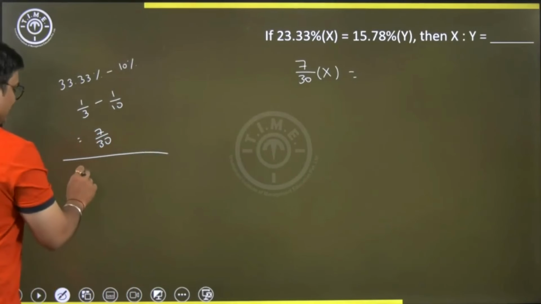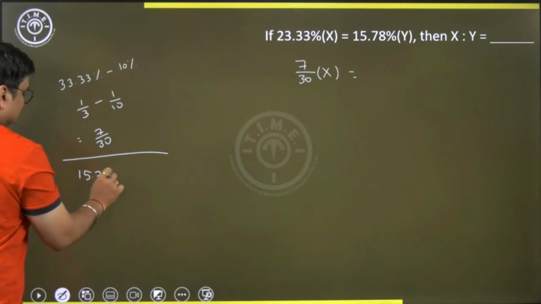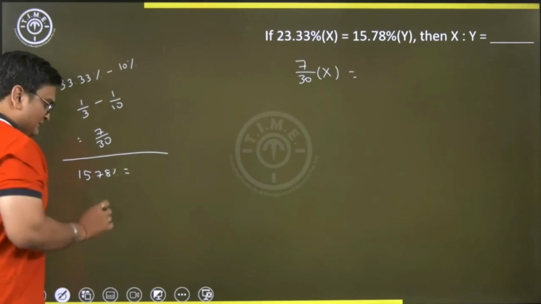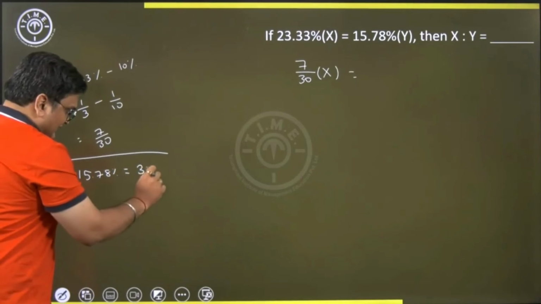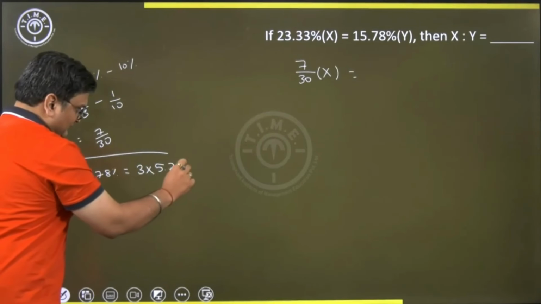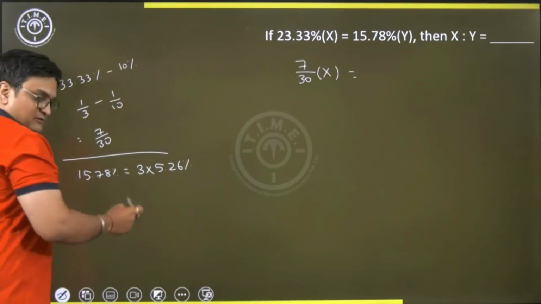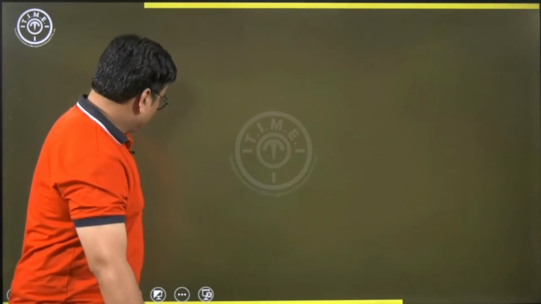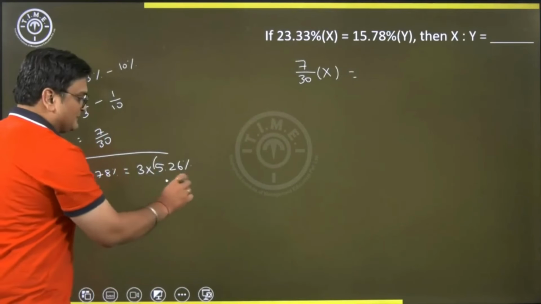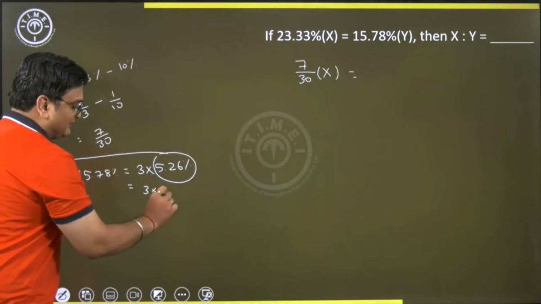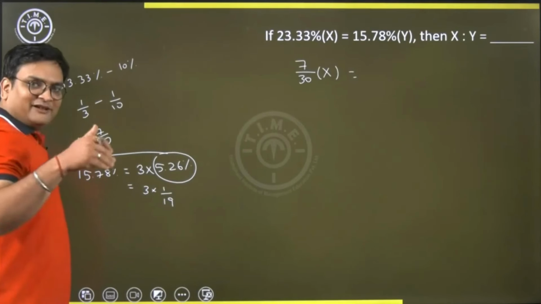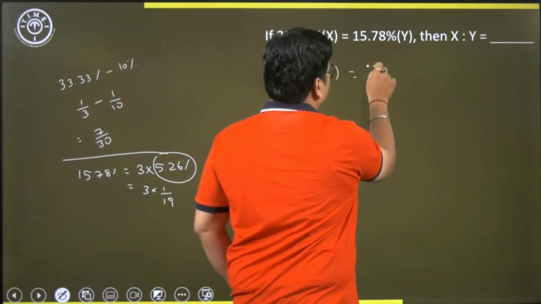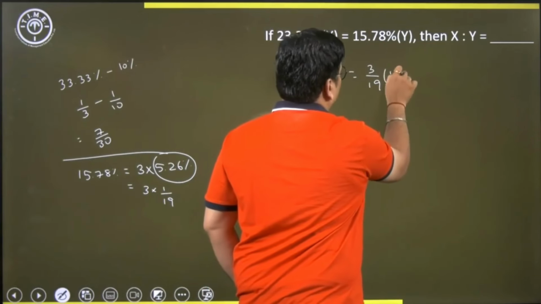15.78, it's such a difficult percentage. Can we write it as 3 into 5.26%? And now from the previous exercise that you would be doing, 5.26% you may recall it as 1 by 19. So 1 by 19 value is 5.26. So hence this value on the right hand side is 3 by 19 of y.